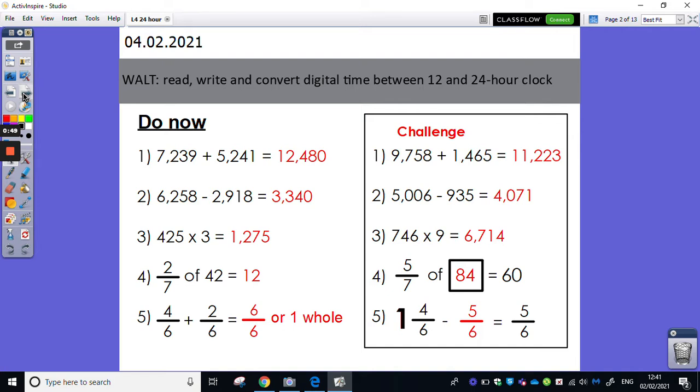Okay, so we're going to move on to today's lesson, which we're going to be looking at reading, writing and converting digital time between 12 and 24-hour clock. So we were looking at 12-hour clock yesterday. Today we're going to be looking at the 24-hour clock.